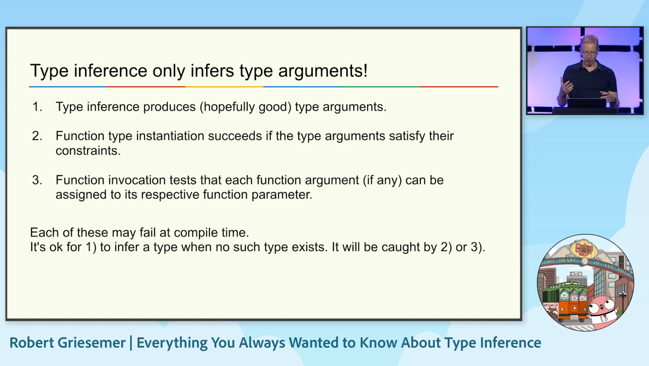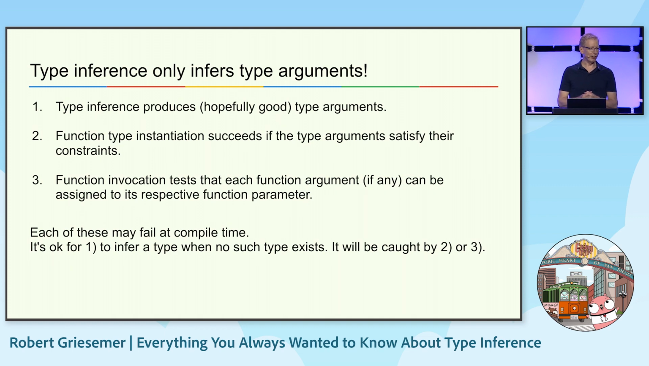Instantiation is still necessary afterwards to check whether the type arguments that were inferred actually satisfy the constraints. And checking whether all the function parameters that are being passed actually are assignable to the corresponding function parameters is also an extra step, and that may fail as well. So if type inference is not precise enough, it may not necessarily infer a correct type. It may in fact infer a type where no type exists.